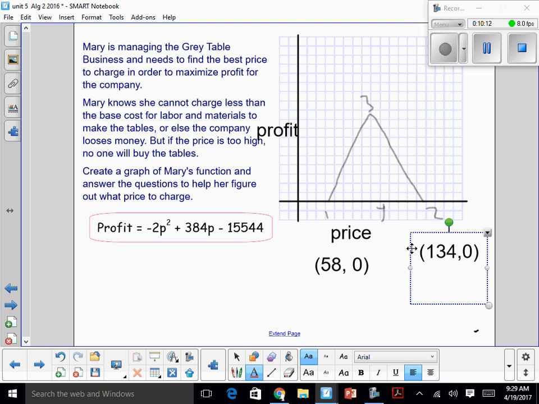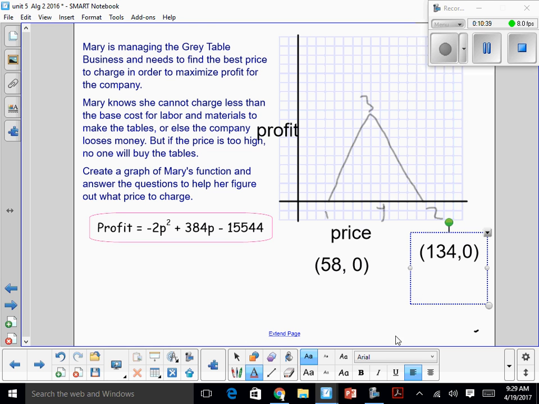So what are your x-intercepts? They are the price that you charge that would cause you to get a zero profit. It sounds long, but what do my x-intercepts represent? They're the price that I charge that gets me zero profit. I'm going to write that in. That's what the x-intercepts represent.